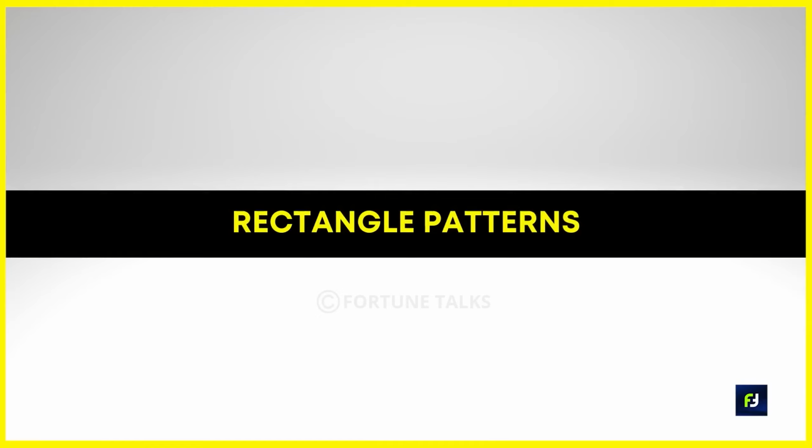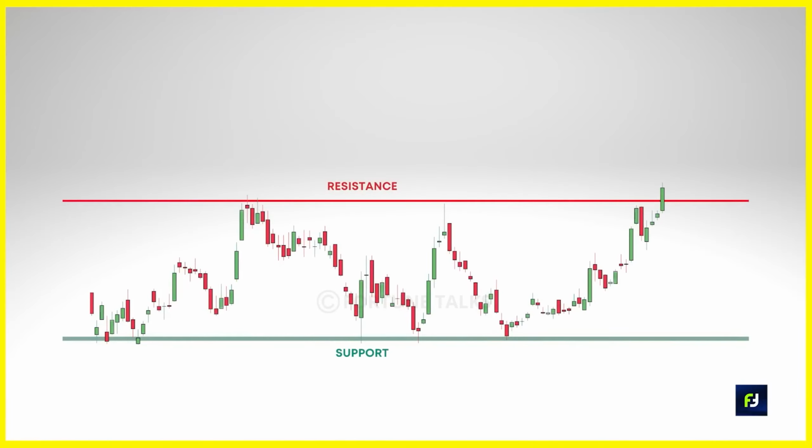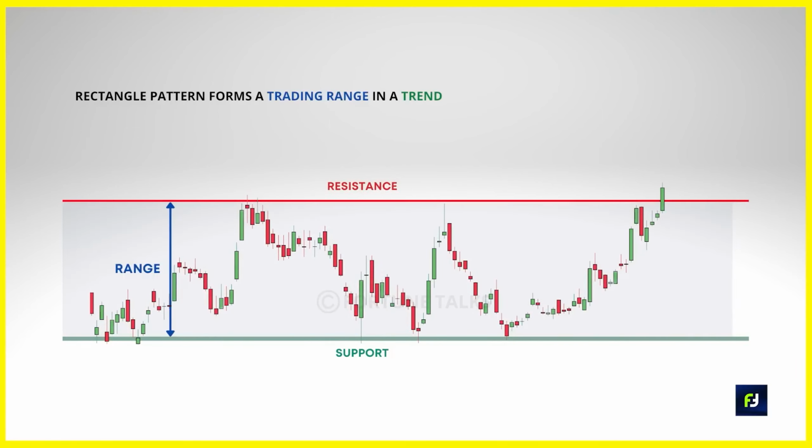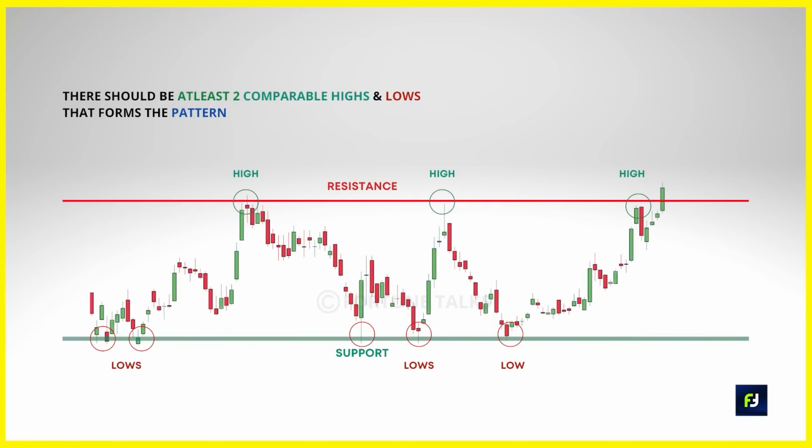Now moving to our fourth category of patterns, the rectangle patterns. The rectangle formation is a classical chart pattern established by horizontal lines, which represent important support and resistance. Now this is a continuation pattern that forms a trading range during a pause in the current market trend. It is quite easy to identify the pattern because it has at least two comparable highs and two comparable lows. These highs and lows can be joined to make two parallel lines that form the top and the bottom of the rectangle.